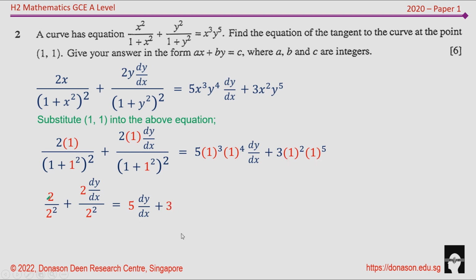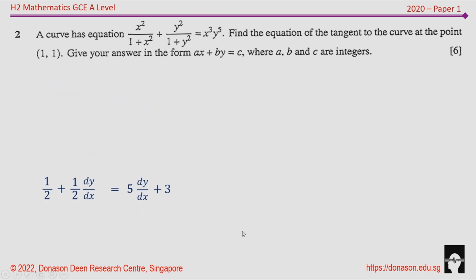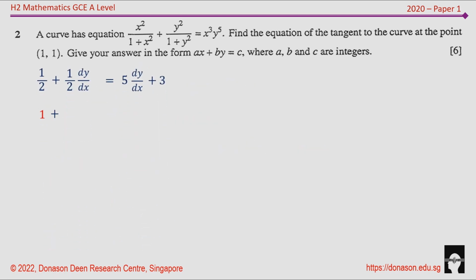Now the 2 and the 2 squared, if we cancel, it's going to become a half, and similarly we could cancel the 2 and the 2 squared here. So you're going to have dy dx over 2, or you can write it as half of dy dx. Here you've got 5 dy dx, and the plus 3 is just copied down. Then we are going to bring the dy dx to the same side and all the constants to the other side.